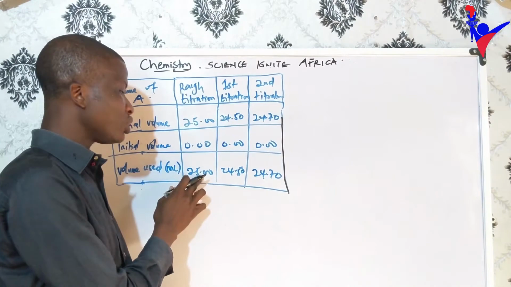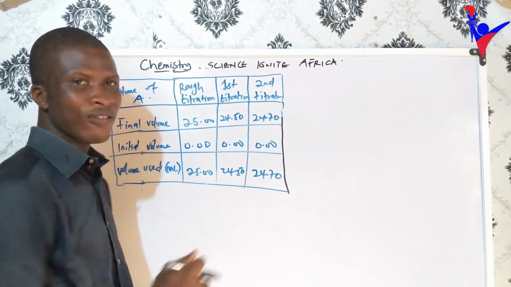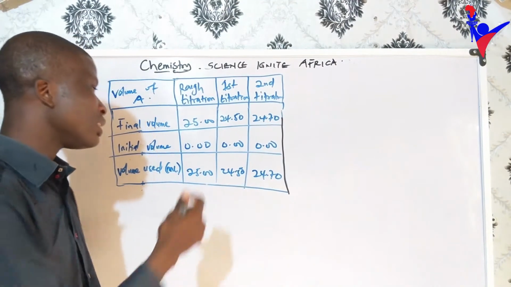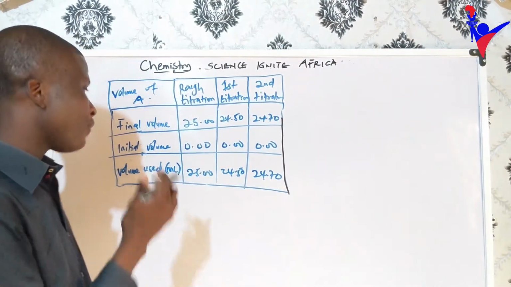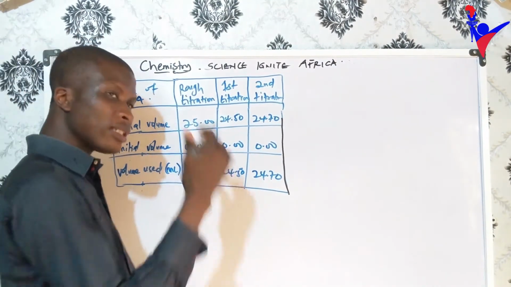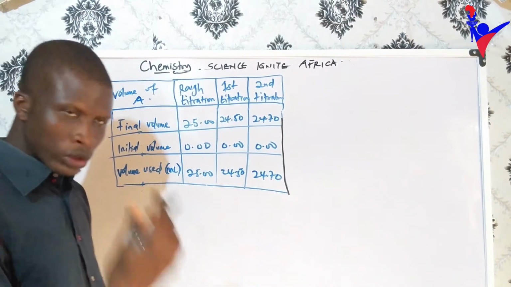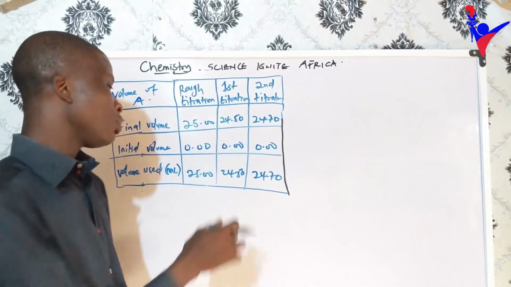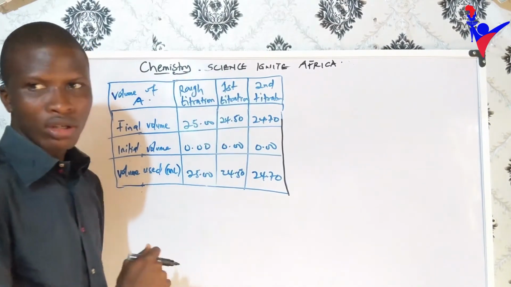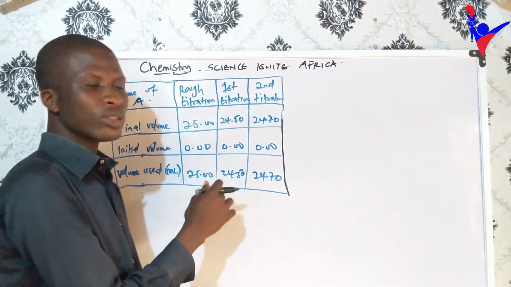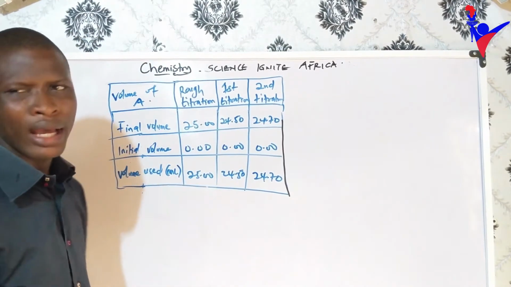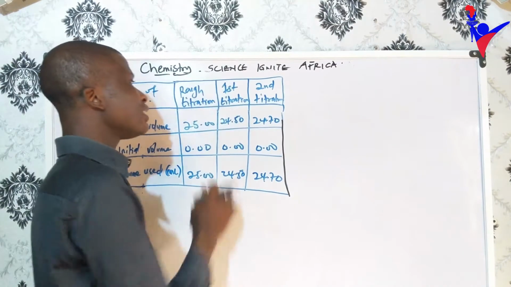The volume of acid used in the rough titration is 25.00. The volume of acid used in the second titration is 24.70. The difference is 0.30 ml, so you cannot use the rough titration and the second titration. Now let's look at the first titration and the second titration. The difference between them is just 0.20. Simple as that. You can go ahead and use the two of them, the first titration and the second titration.